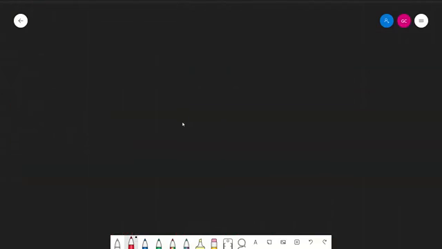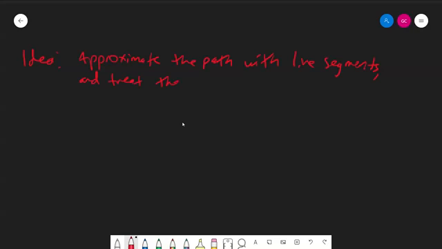We're going to, so we want to approximate the path with line segments, and treat the force as if it were constant on each piece.